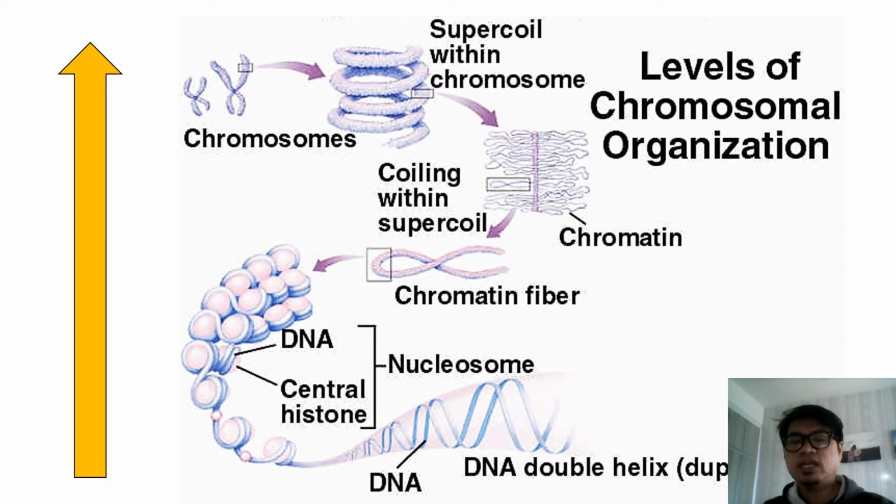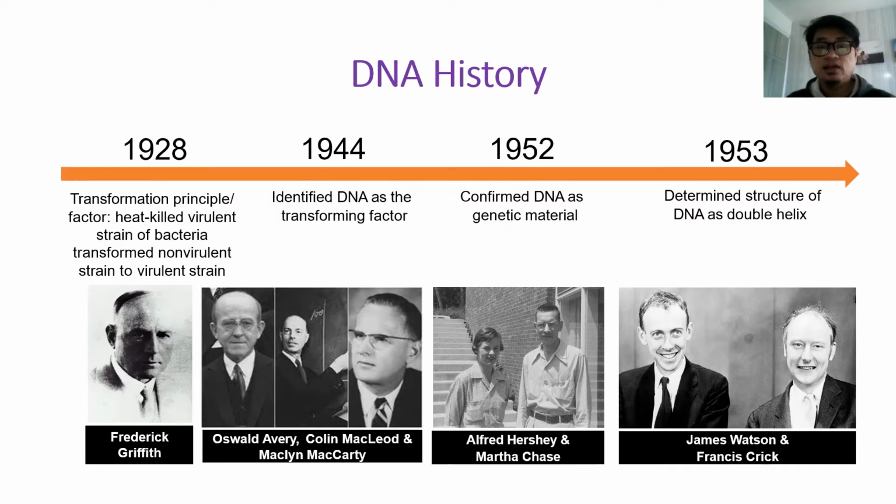You start with the DNA double helix, and then you move to the nucleosome, which involves the central histone and the DNA. From the nucleosome it develops into the chromatin fiber, and then the chromatin fiber will coil and supercoil, and lastly there will be a chromosome.